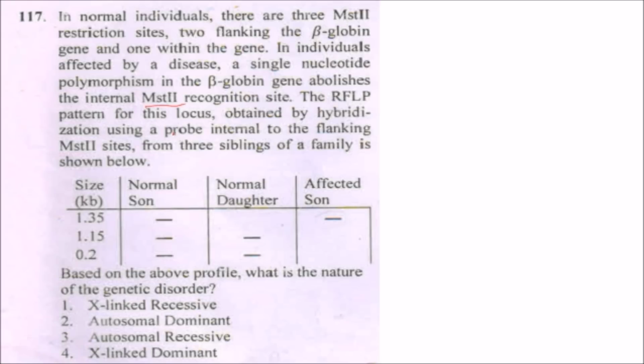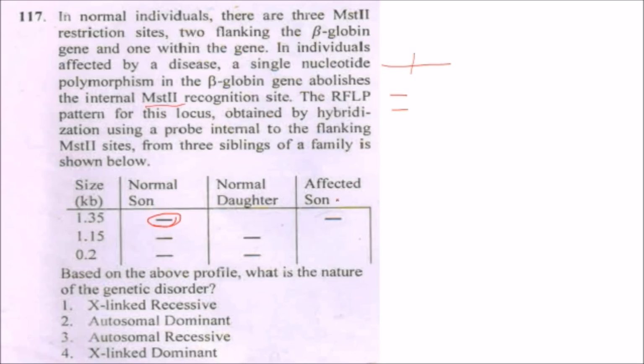So the normal one will give two bands, as it will flank the MstII recognition site that is there in the beta globin. So when it cuts the beta globin gene, it will give the two bands. So here it is clear that this is a normal daughter. But the normal son is also having one which is the affected allele, or the one which is the carrier.